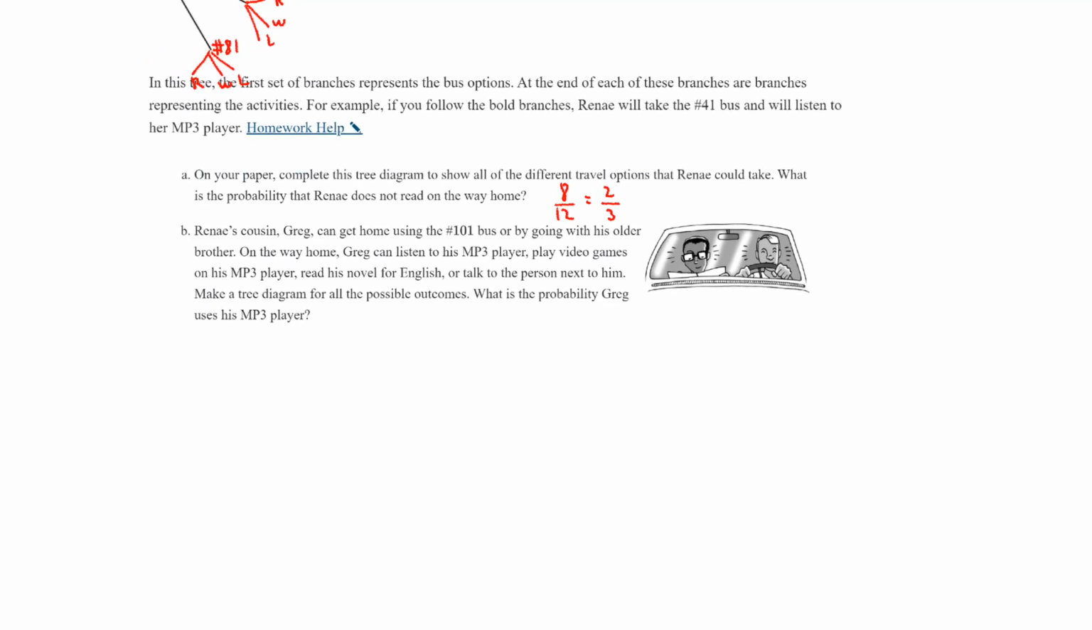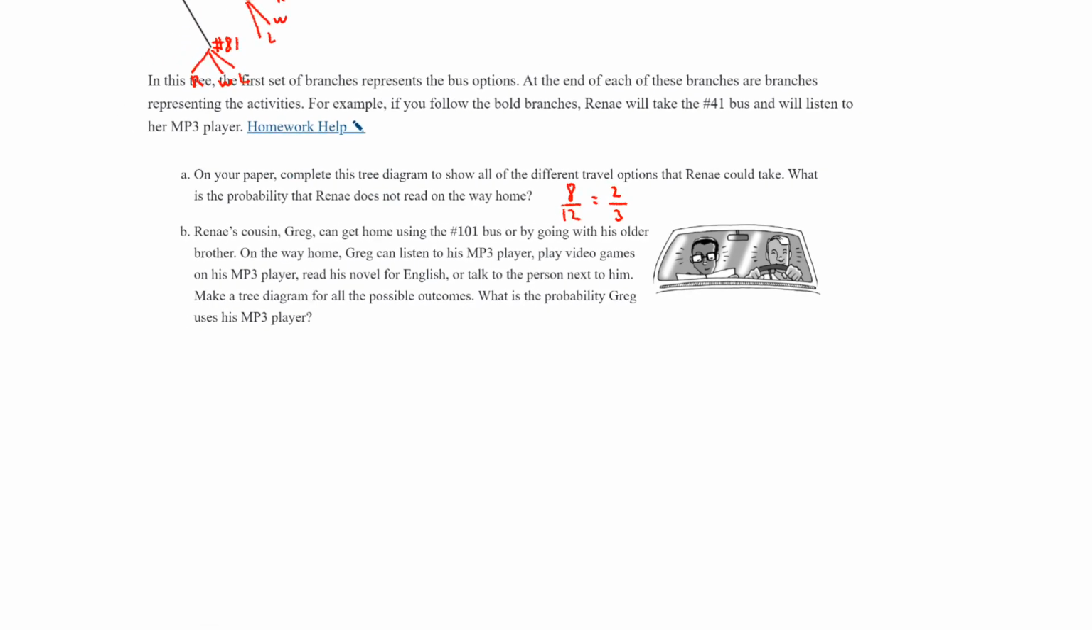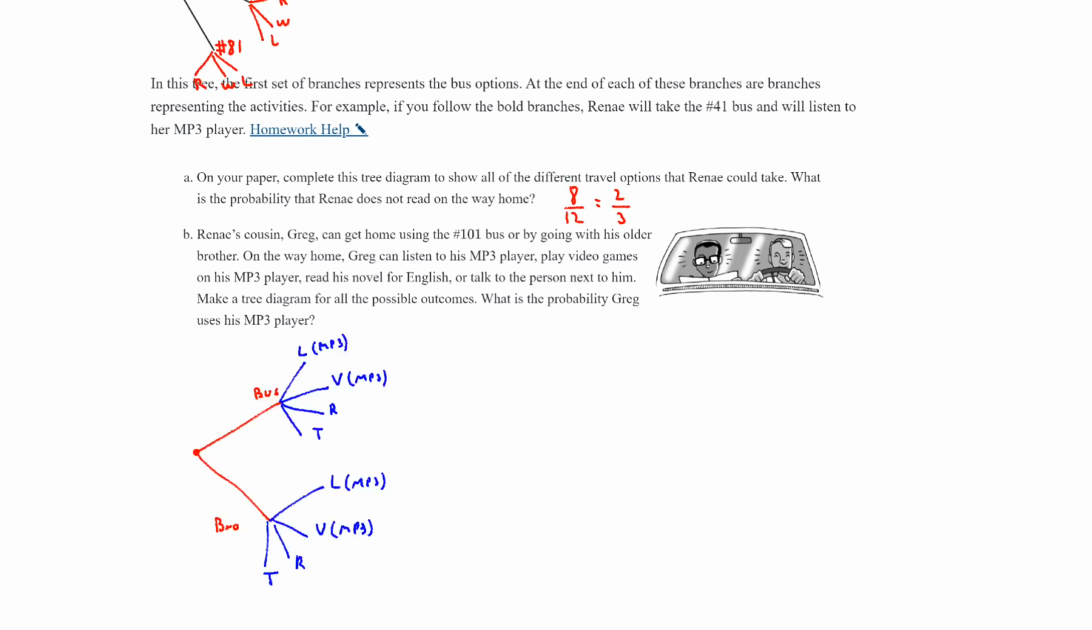So get some room here. So now we're going to create our own tree diagram. And this one, he can get home using a bus or by going with his older brother. So those are the two options to start with. So I've drawn the tree diagram. I got the bus and the brother, and then the 4 different options that he has.